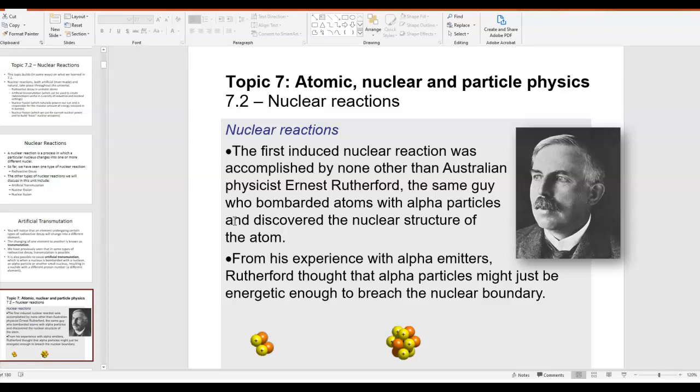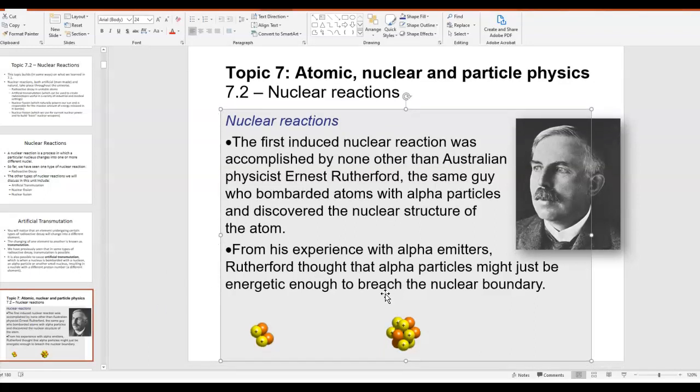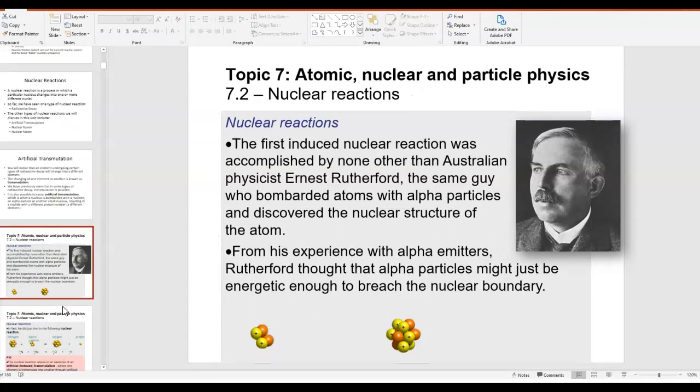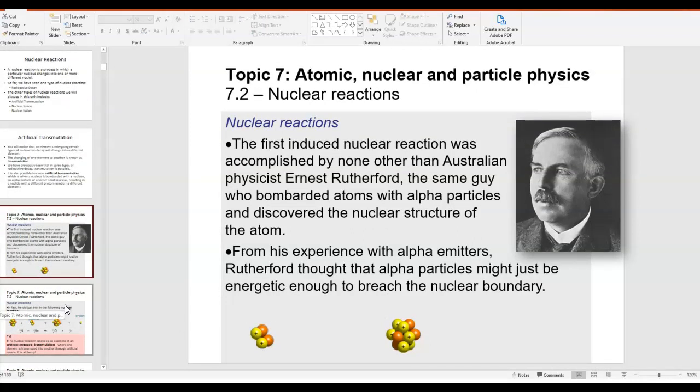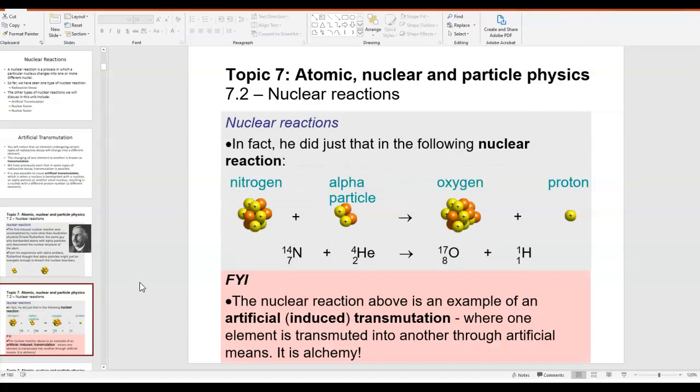I guess Rutherford liked alpha particles so much that he tested bombarding other things with alpha particles. Basically, what he found, if I go to the next slide, is that if you take alpha particles and shoot them at nitrogen atoms, you get a product that is actually oxygen. This right here is a pictorial representation of this nuclear reaction equation.